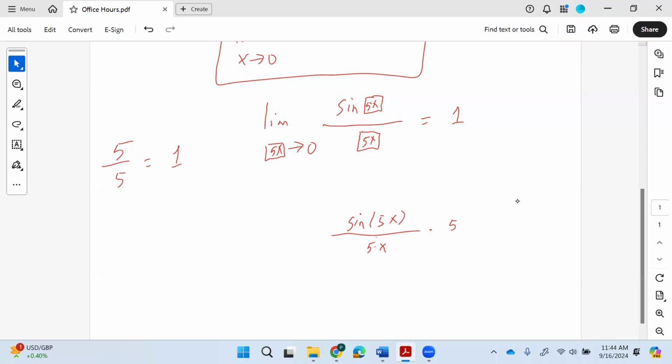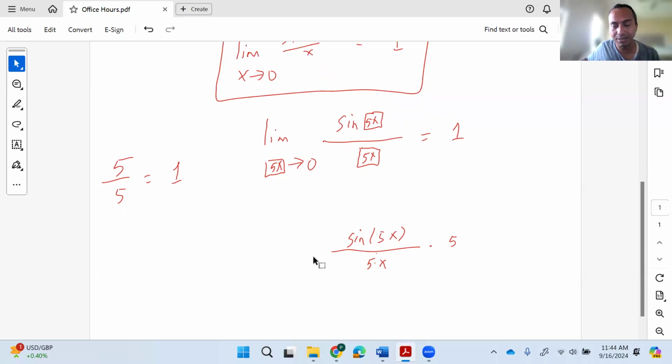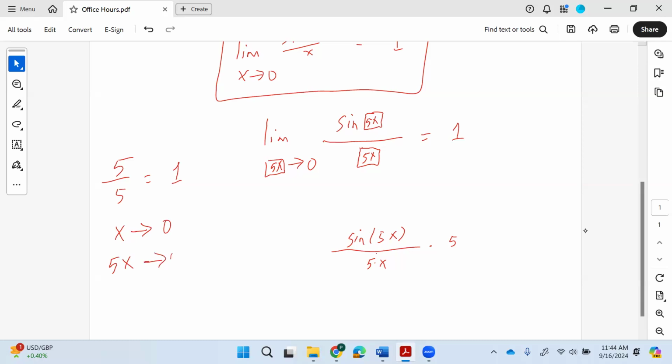Okay. Now, another problem is the limit. The limit as 5x goes to 0 is the situation where you can use the formula. But in the question, you have the limit as x approaches 0. Am I right? You're right. But tell me what happens here. When x approaches 0, what happens to the 5x? It becomes zero. That also approaches 0. You got me? Yes, sir.